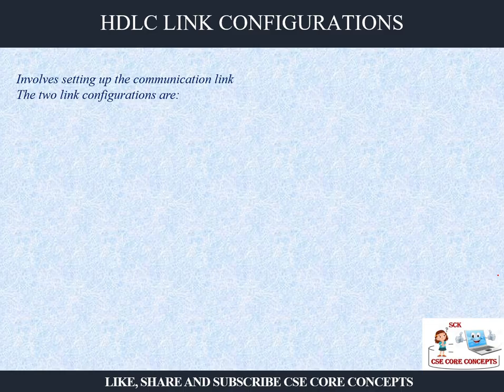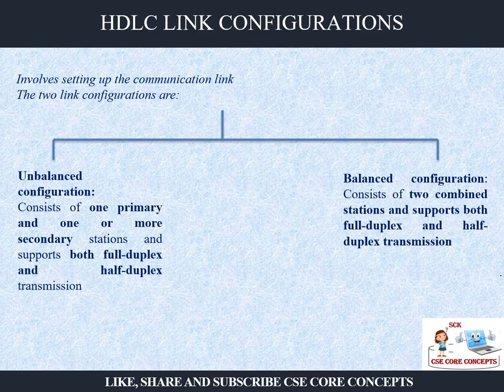So let us see the operations. It involves first setting up the communication link. Two types of link configurations are there. The first type of configuration is called an unbalanced configuration, where there is only one primary and there can be one or many secondary stations, and they support both types of connection, that is either full duplex or half duplex.